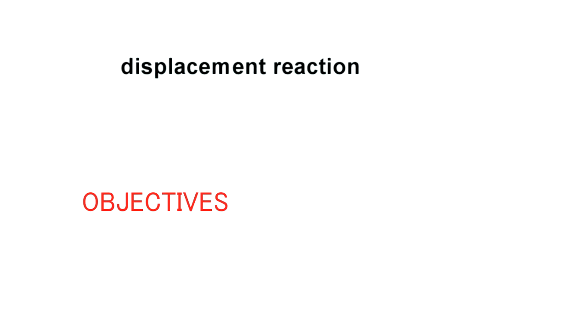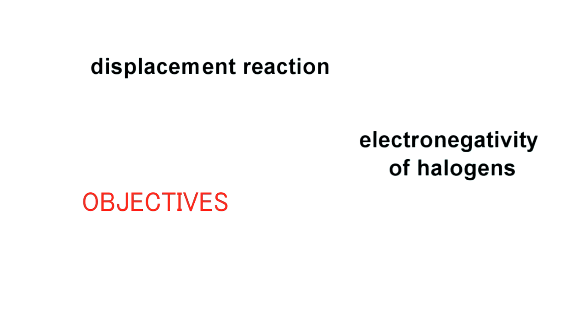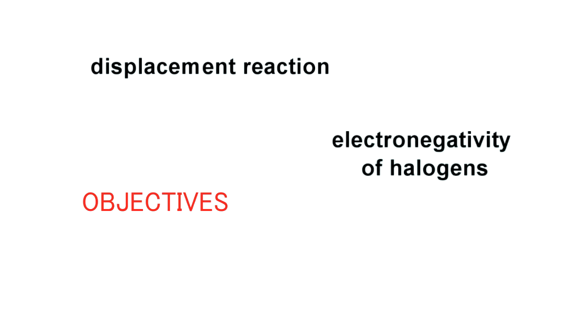In this experiment, there are 3 main objectives. First, to study the displacement reaction of halogen from its halide solution. Besides, we conduct this experiment to compare the electronegativity of halogens in displacing a less reactive halogen from an aqueous solution of its halide ion. Moreover, we intend to describe the properties of halogens and their halide solutions.